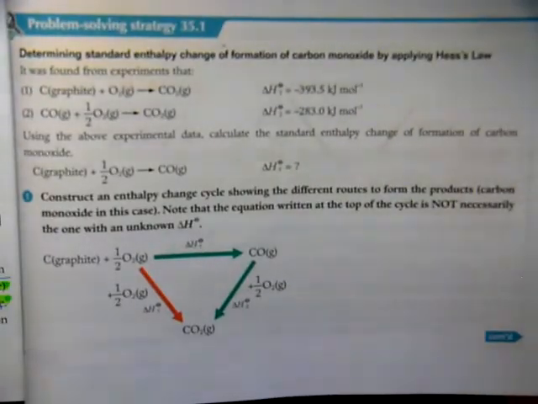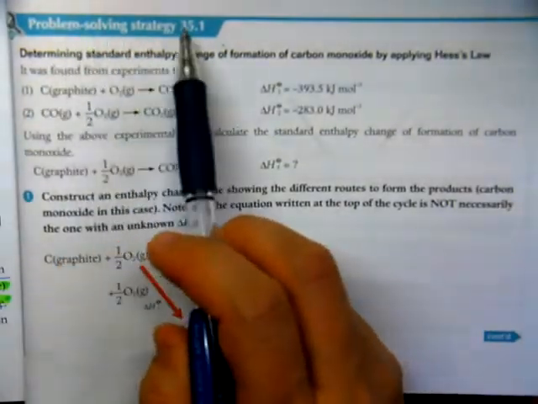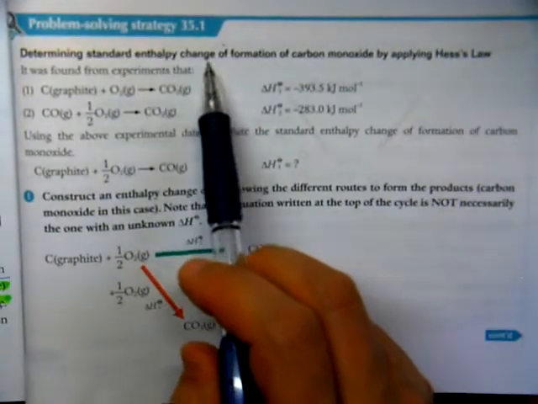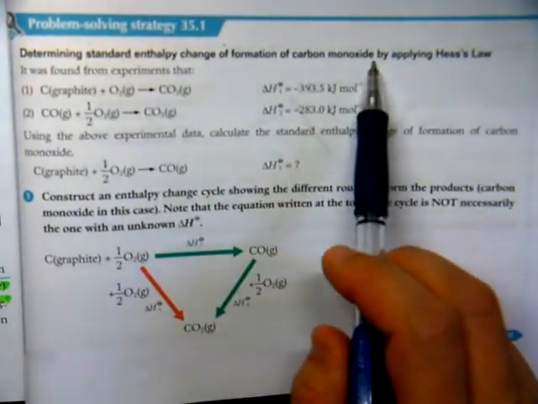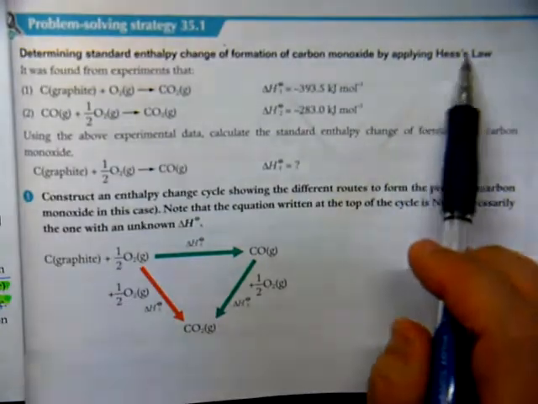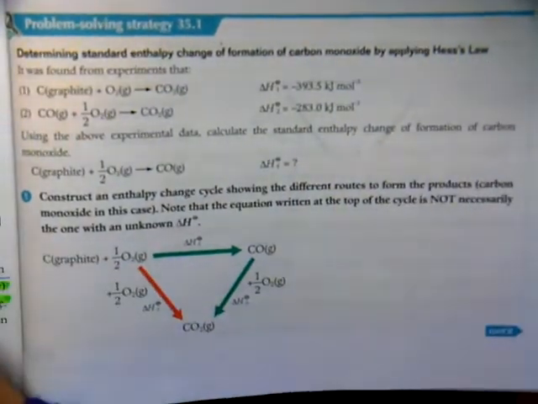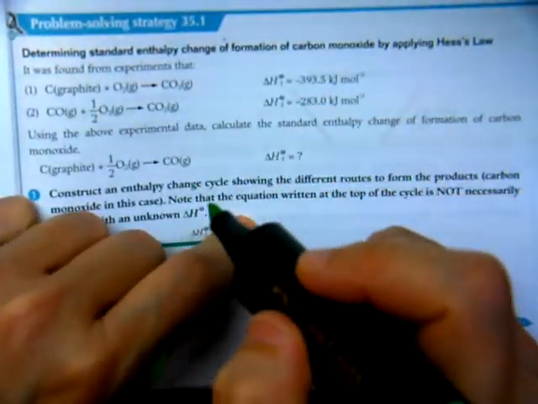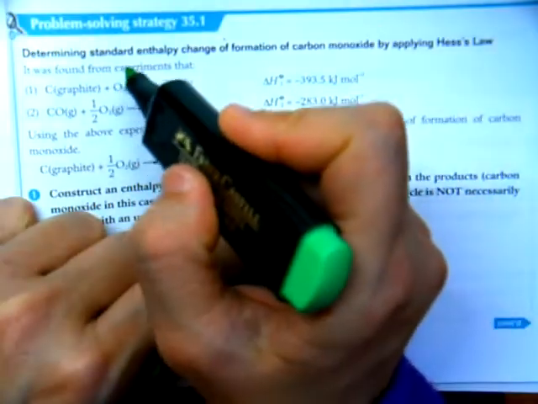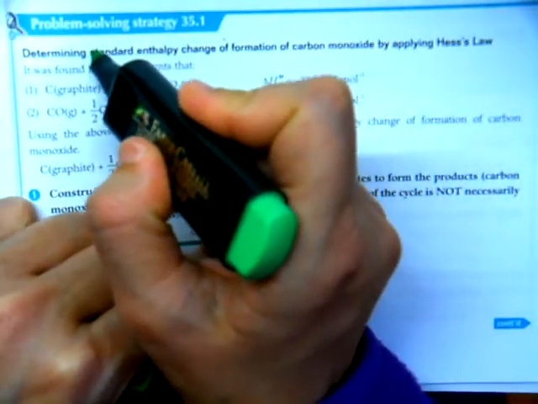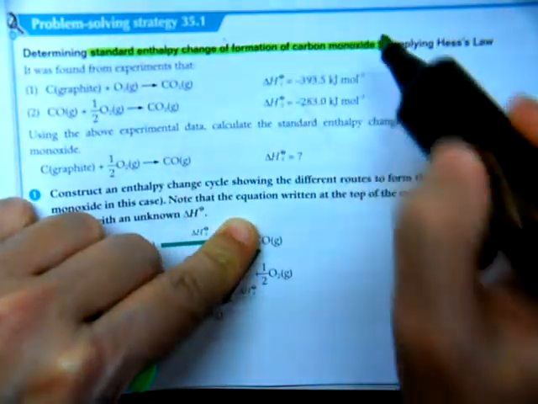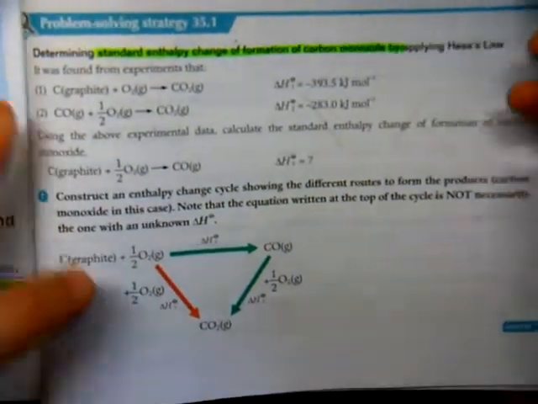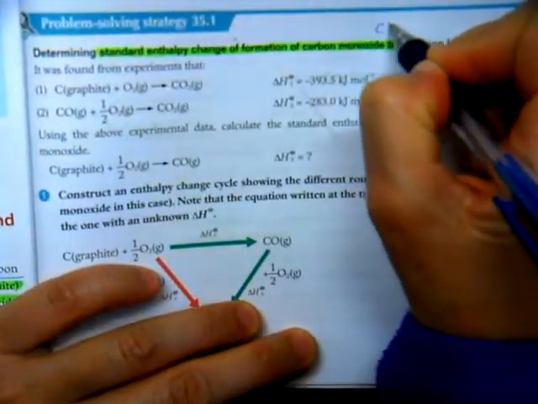Now, please turn to page 7. Let's look at example 35.1. Determining standard enthalpy change of formation of carbon monoxide by applying Hess law. Now, bear in mind, every time while you are reading the question, you need to change into equation. Now, the question asks us to determine the standard enthalpy change of formation of carbon monoxide. Highlight it in green first. Change to equation.